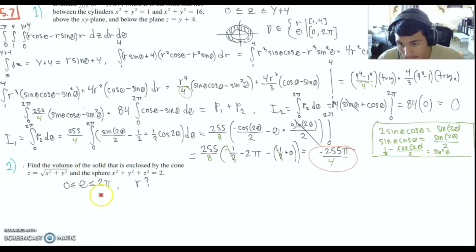Let me use this. We have z equals x squared plus y squared, and we got the sphere equation. Well, what if I turn this into z squared, and then solve for z squared here?